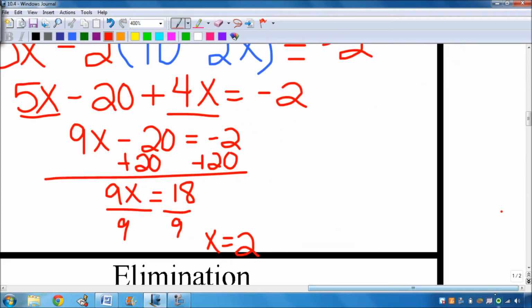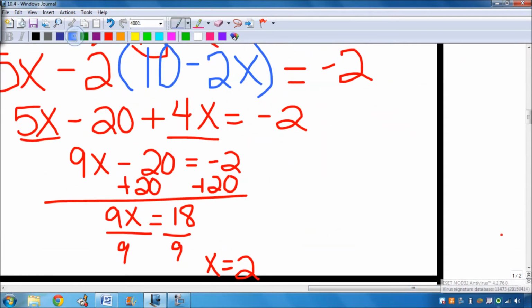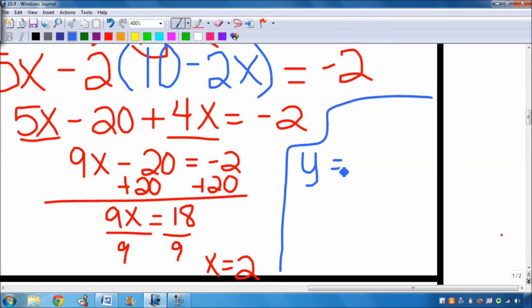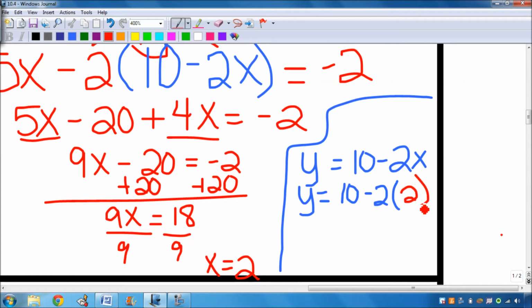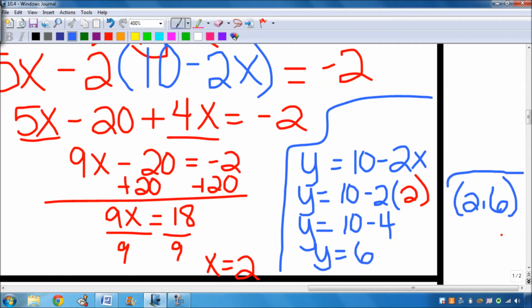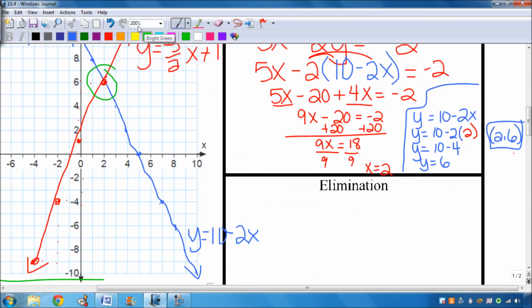So to find the corresponding y value, you can just take your other equation, which was y equals 10 minus 2x, and every time you see an x, you're just going to replace it with what you got for x, which is 2. So now we can say y equals 10 minus 4, or y equals 6. So again, I get an answer of (2, 6). Okay? All right, and then lastly, let's do our elimination method.